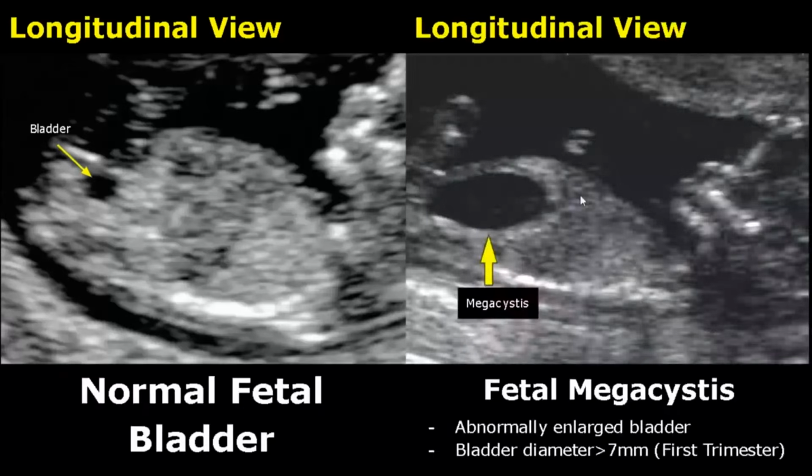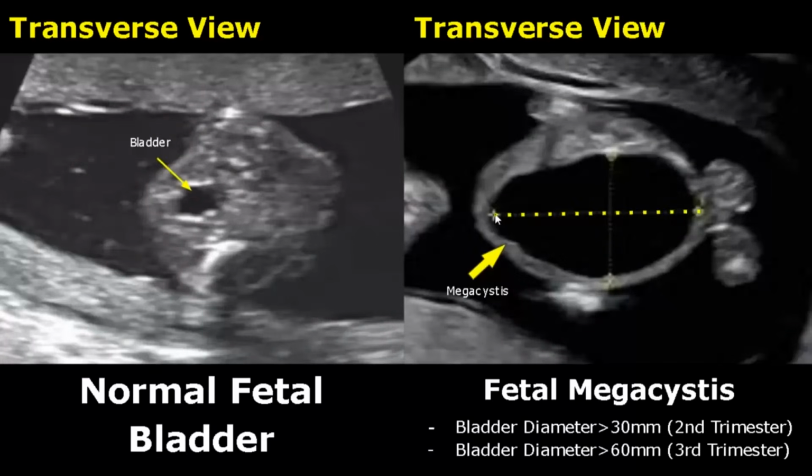Fetal megacystis is the term given for abnormally enlarged bladder. In the first trimester, the diameter will exceed 7 millimeters. Here we have a transverse view showing fetal megacystis. In the second trimester, the bladder diameter will exceed 30 millimeters in the case of megacystis. And in the third trimester, it will exceed 60 millimeters.